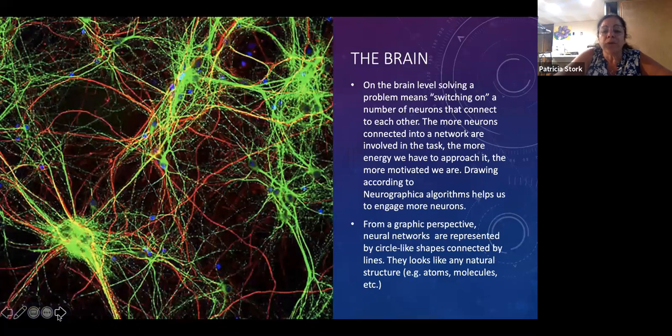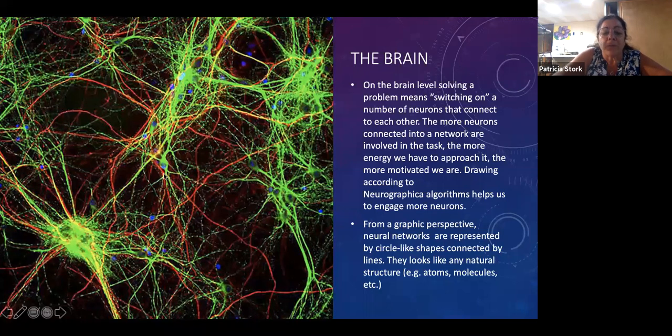So if we look, we can see the brain. These are all the neurons of the brain, and you can see the more you want to try to do tasks, the more energy that you need to approach these tasks. And these lines are really the energy going through. And in Neurographica, we're going to use an algorithm to help us engage the neurons and the synapses in our brain. Okay, so this is going really into some science stuff here.